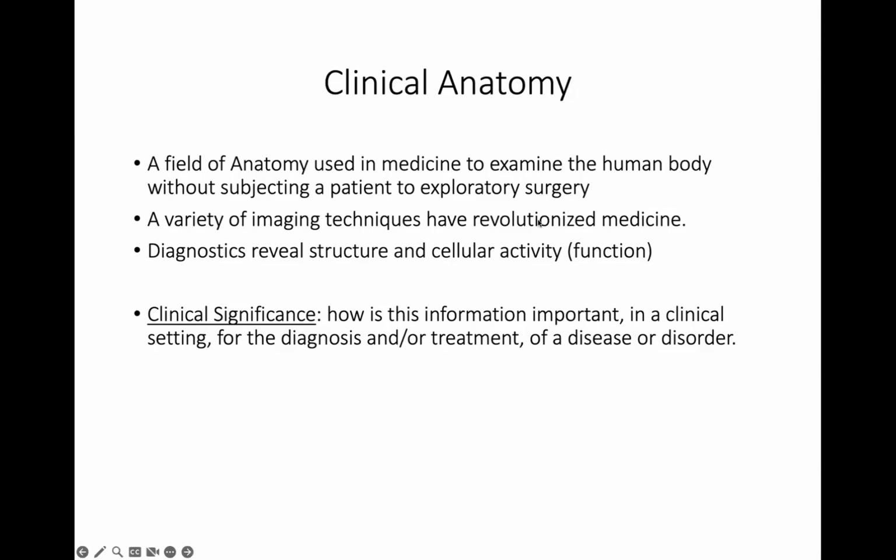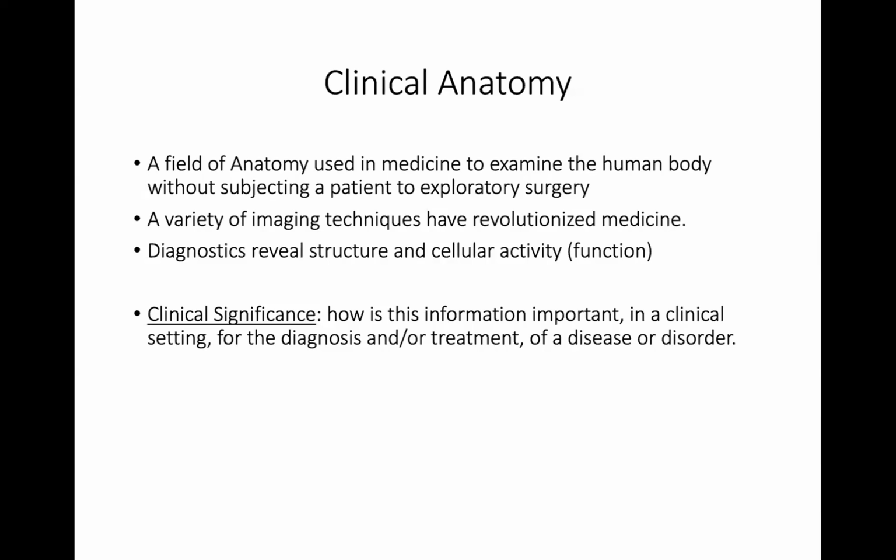Okay. So this is certainly its own field of anatomy. We use it in medicine. And so without subjecting patients to exploratory surgery, it is taking what we know and applying it. It's using that clinical or that surface anatomy. Okay, being good anatomy students, we learn what's deep and on the inside. So then we can apply that knowledge using surface anatomy and then also diagnostic techniques. You'll hear me say many, many times, know the clinical significance of a specific disease or disorder. Clinical significance just simply means what is the most important information for me in a clinical setting that can help me with the diagnosis and or treatment of this patient.